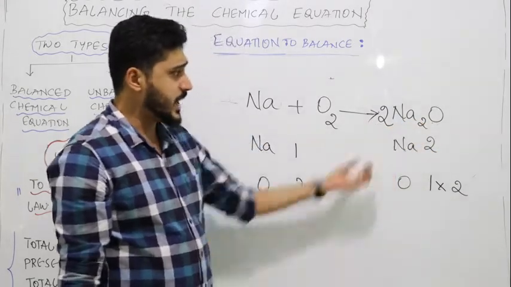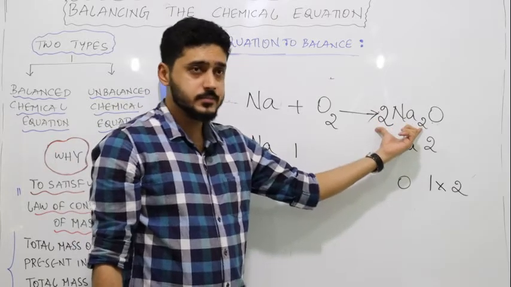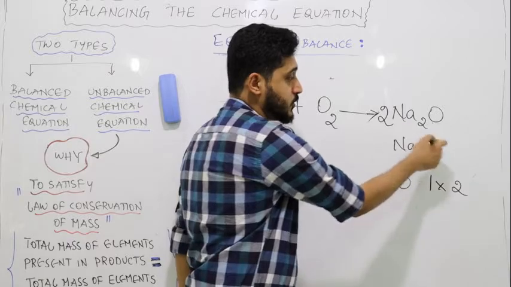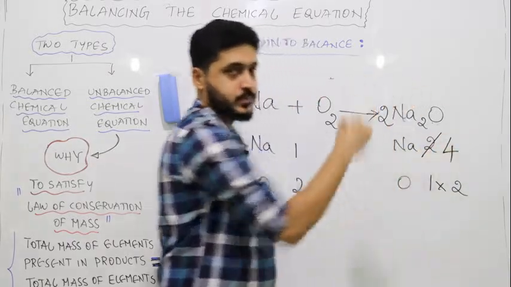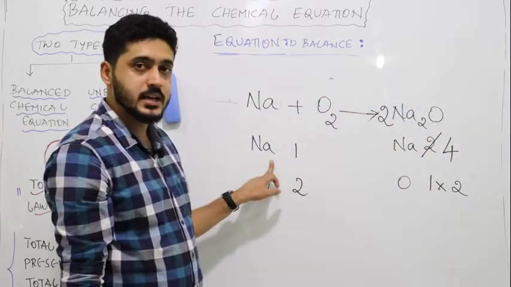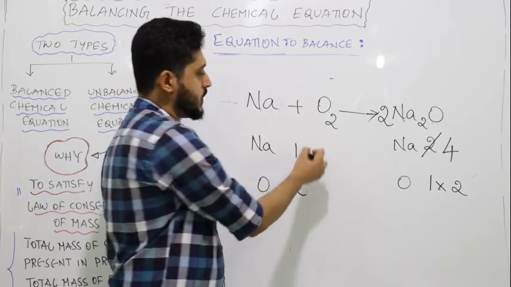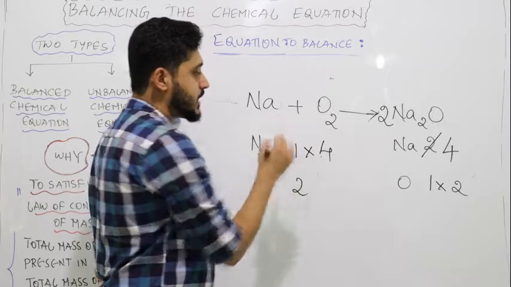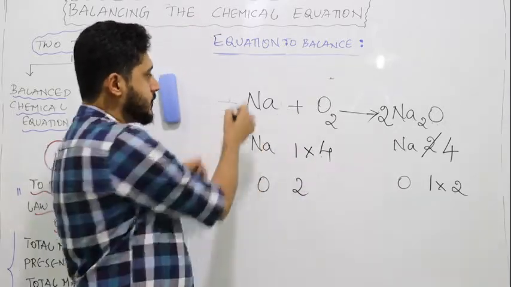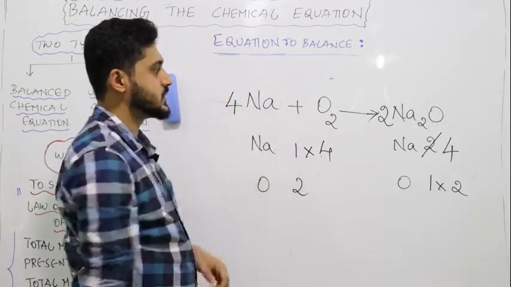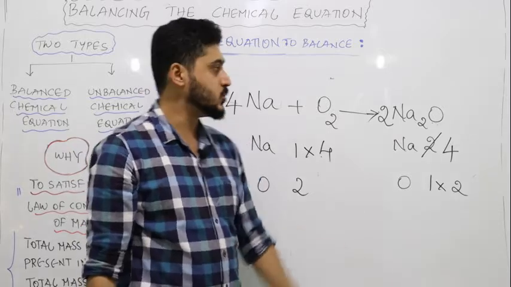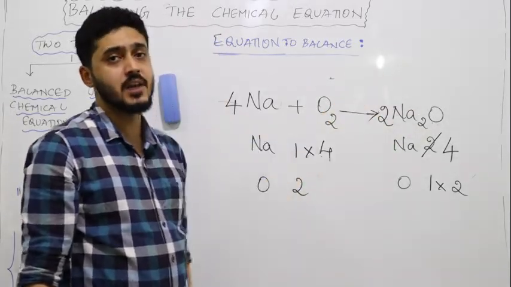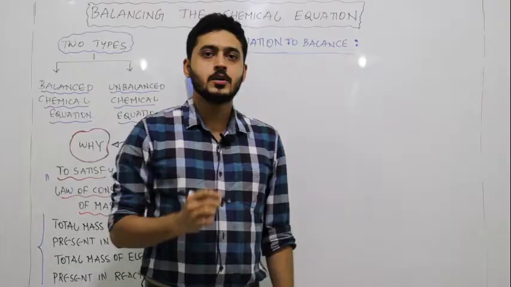Now, in the process of balancing, how much has sodium become? Sodium is 2 into 2, so it is becoming 4. But in the reactant side, sodium is 1. You should make it equal, so this sodium should be multiplied by 4, and this 4 should be put in front of Na. Now it is 4Na plus O2 giving you 2Na2O. This is the balanced chemical equation.